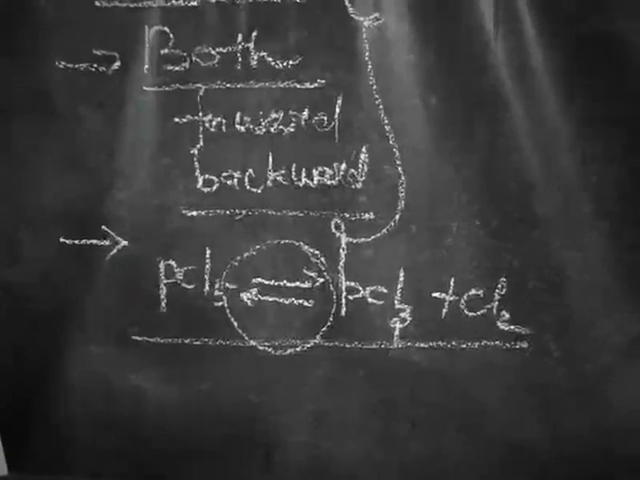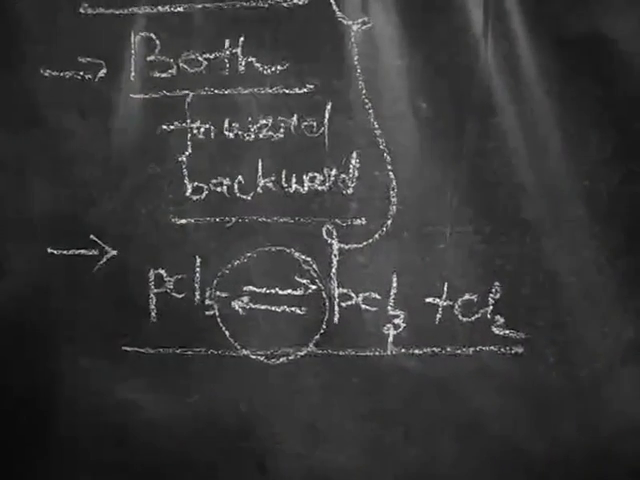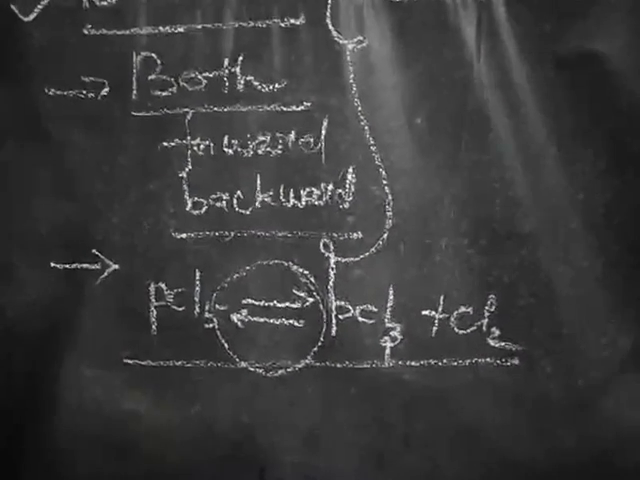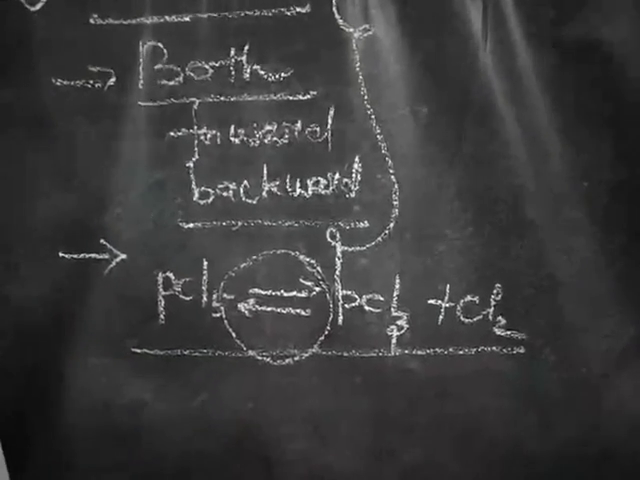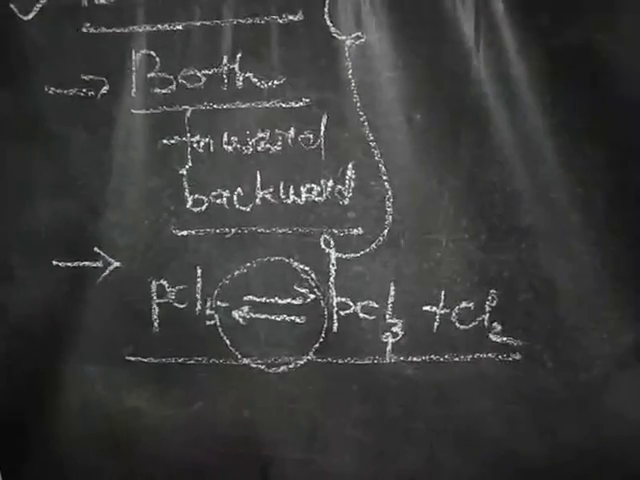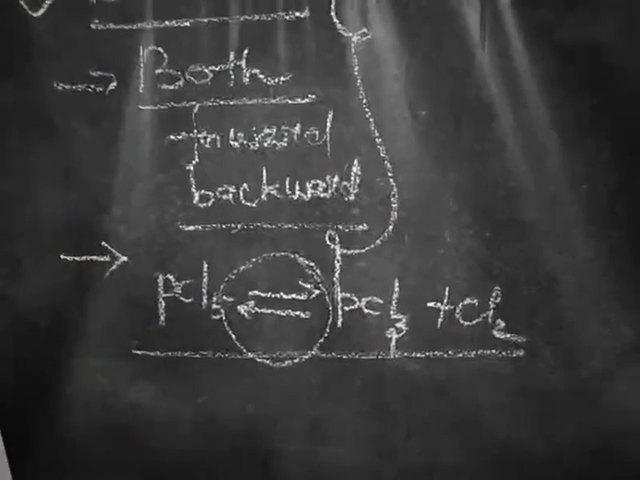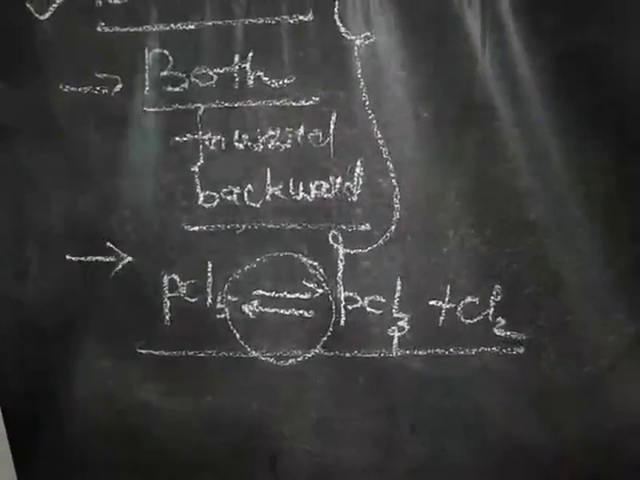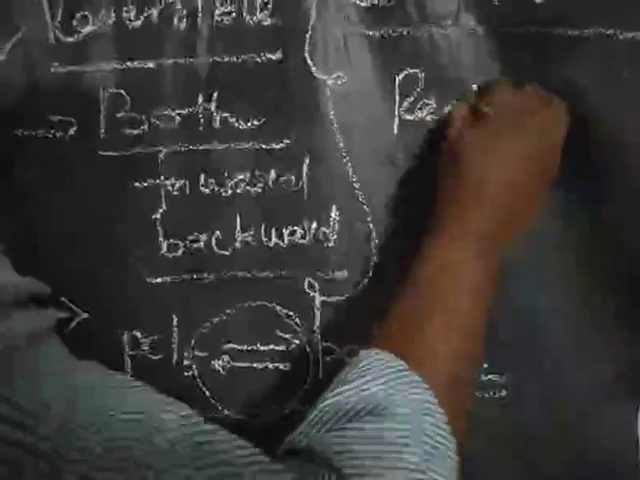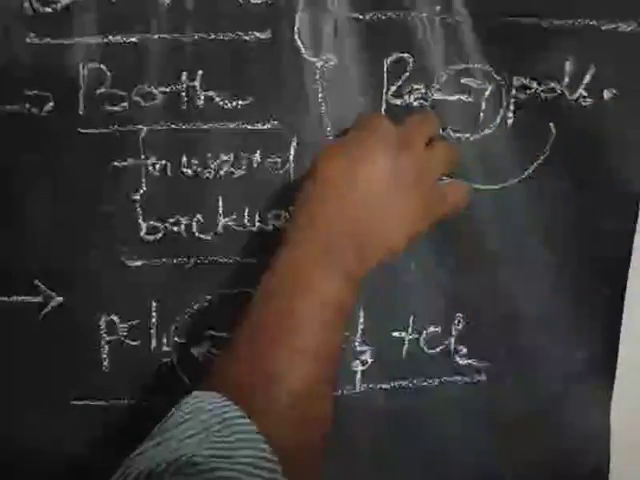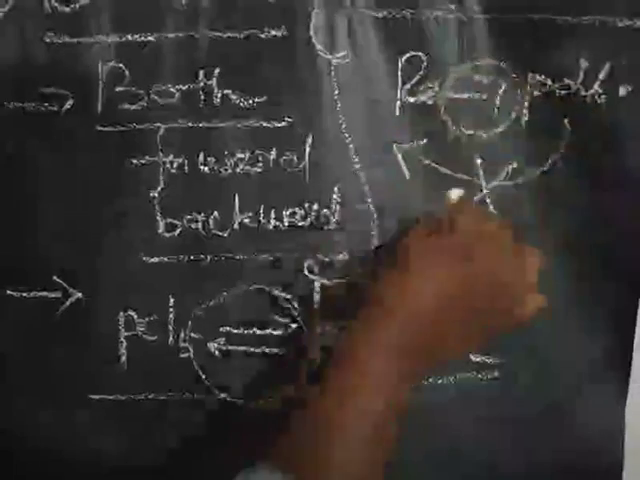So next one, irreversible reactions. What is meant by irreversible reactions? The reaction that cannot be reversed is called an irreversible reaction. That means once the reactant is converted into product, we cannot get back the reactant. The product will not be converted into reactant.